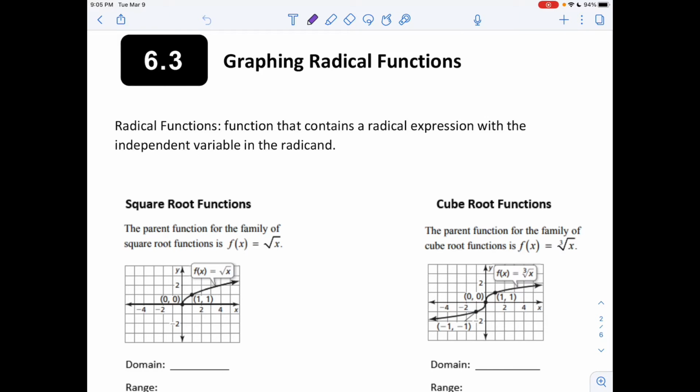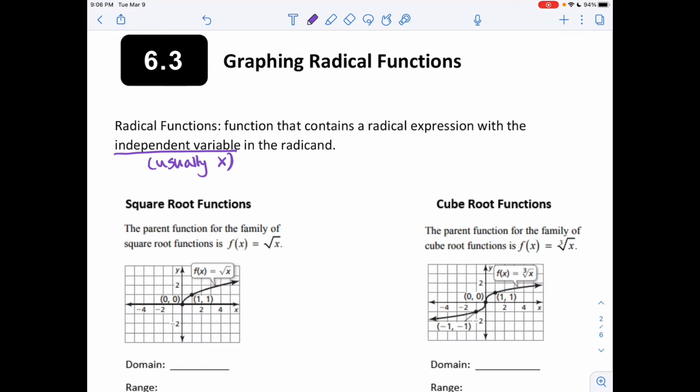Hi everyone, today we're going to be talking about lesson 6.3, graphing radical functions. So a radical function is a function that takes a radical expression and has the independent variable in the radicand. The independent variable for us is usually going to be an x, and the radicand, remember, is the location underneath the radical.